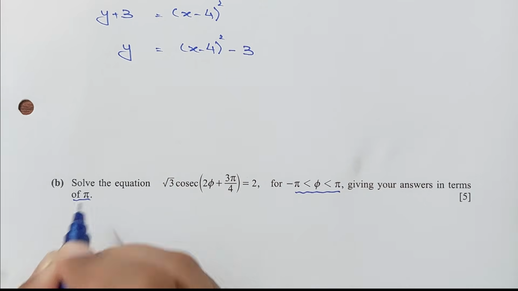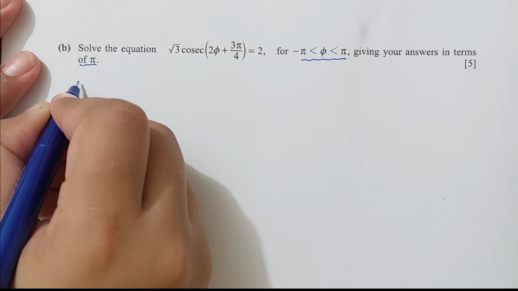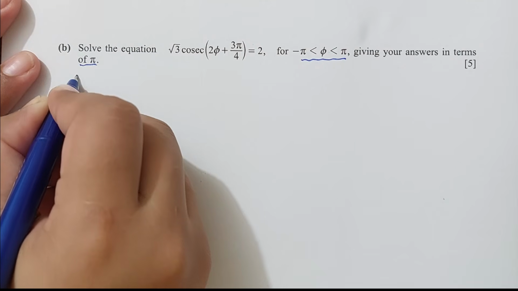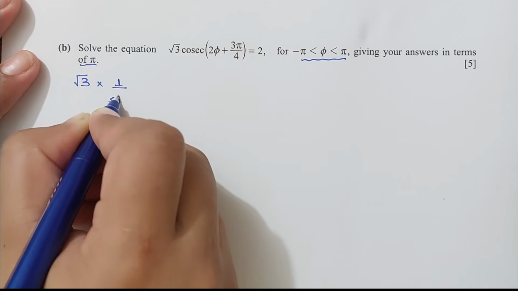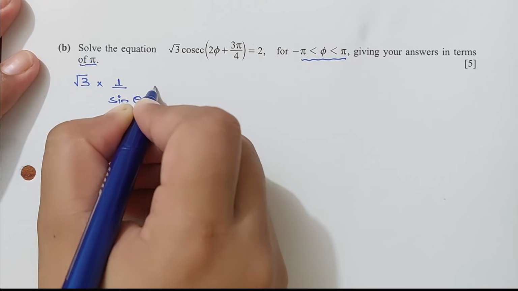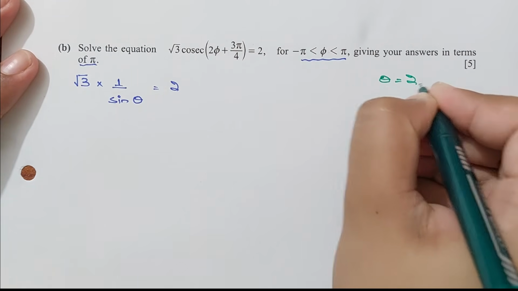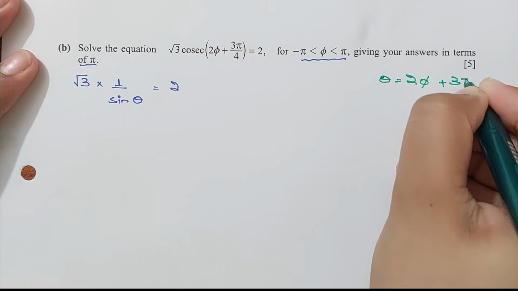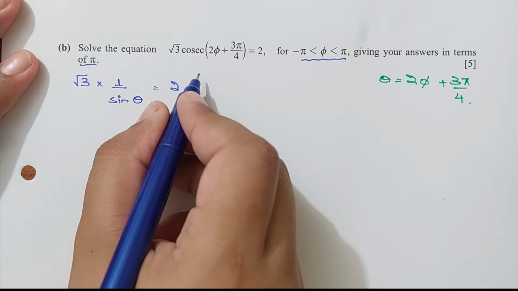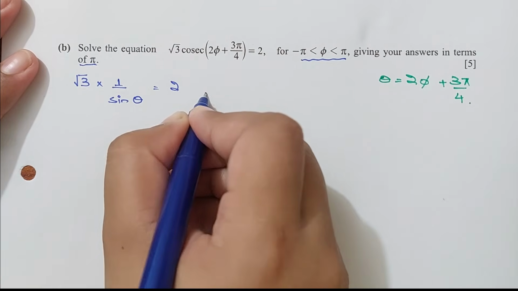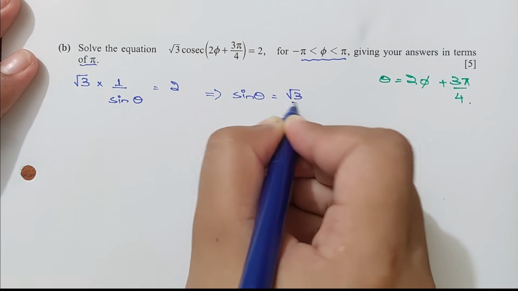Now for part B, solve the equation for phi between minus pi to plus pi, giving your answer in terms of pi, right? So here we can say square root of 3 cosecant, which is 1 over sine, of theta equals 2, right? So here we suppose that theta is equal to 2 phi plus 3 pi by 4, right? Okay, so shifting to the other side, square root of 3 by 2. So from here we can say sine theta is square root of 3 divided by 2.